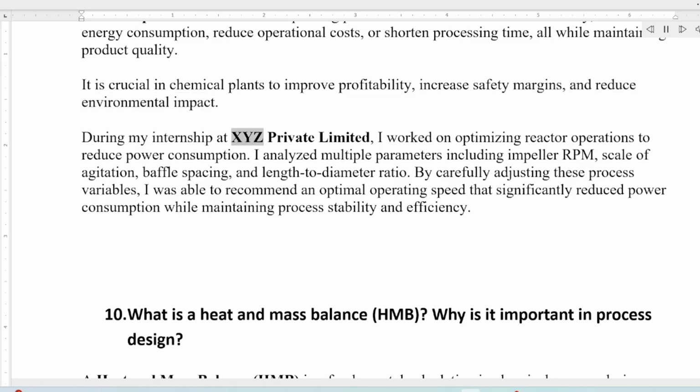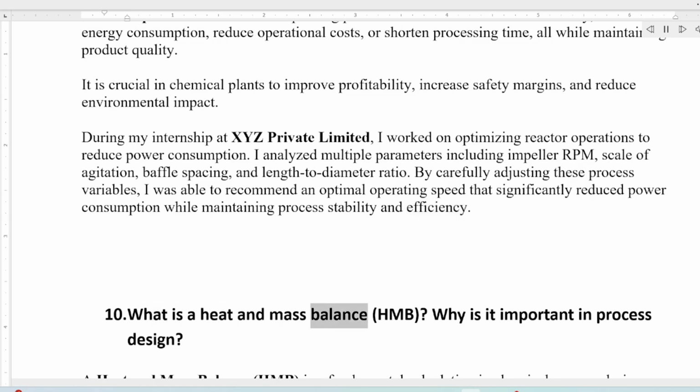During my internship at XYZ Private Limited, I worked on optimizing reactor operations to reduce power consumption. I analyzed multiple parameters including impeller RPM, scale of agitation, baffle spacing, and length to diameter ratio. By carefully adjusting these process variables, I was able to recommend an optimal operating speed that significantly reduced power consumption while maintaining process stability and efficiency.